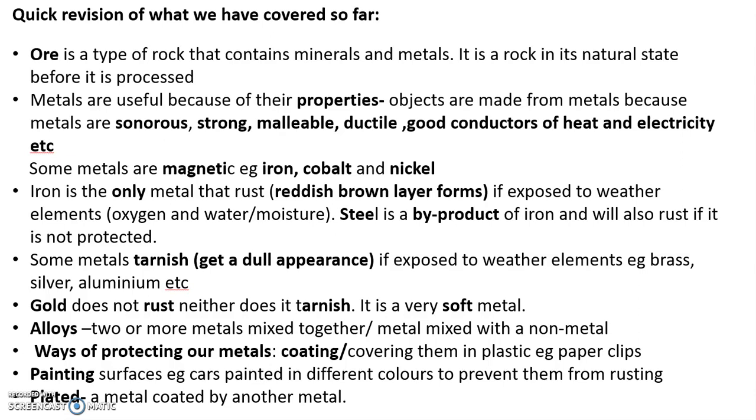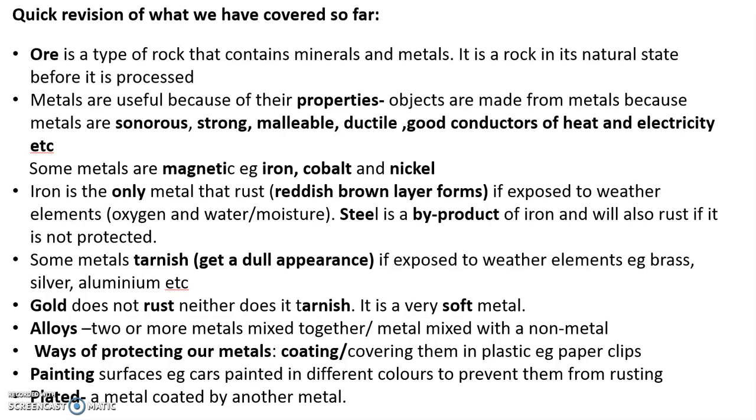We have also spoken about the fact that some metals are magnetic, not all of them, and our magnetic metals are iron, cobalt, and nickel. We have spoken about the fact that iron is the only metal that rusts if it is exposed to weather elements. For example, if you expose your iron to oxygen and water or moisture, your iron is going to rust. Steel is a byproduct of iron, which means that it is made from iron, and it will also rust if it is not protected. We also spoke about metals that tarnish.